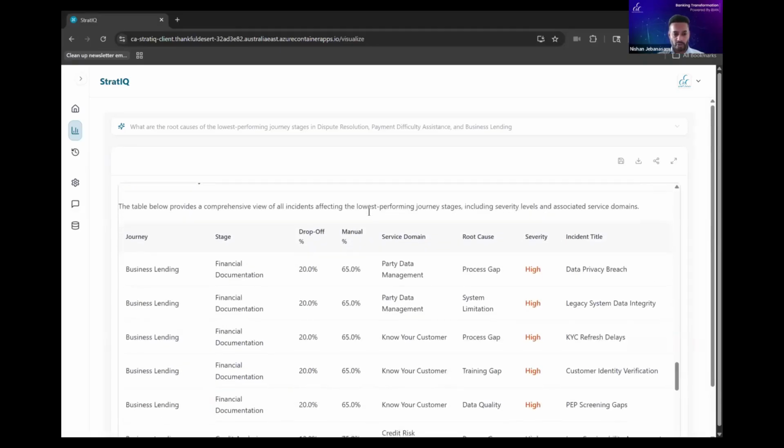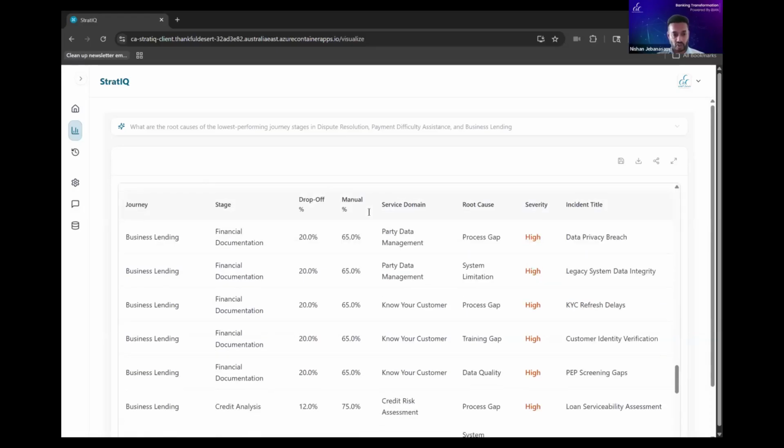Now, because it's AI and it's interpreted your intent and it's looking at the context of the overall chat, it's able to say, let me give you some more information that might help you with narrowing down your problem, right? So here's a comprehensive view of all the incidents that are affecting the lowest performing journey stages and the severity levels and associated service domains. So here I can start to get some more insight into each of these journey stages, the pain, the drop-off rate. I can see what service domain is linked to that journey stage, and hence I can see what the root cause of the customer satisfaction issue is.